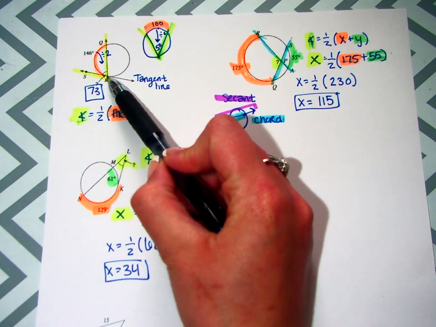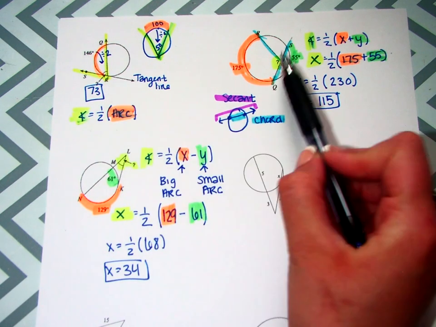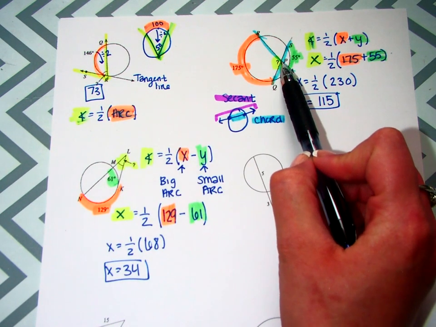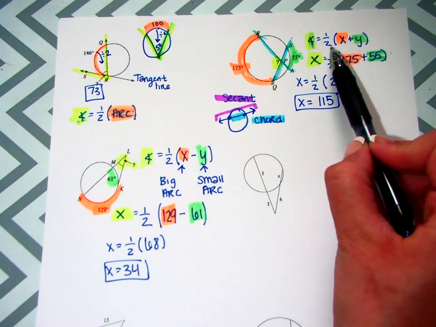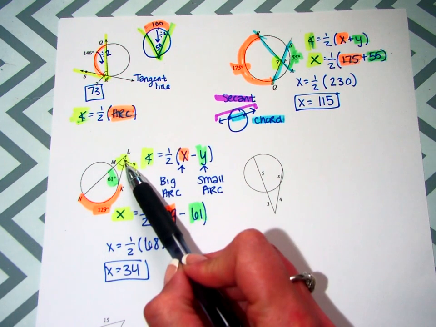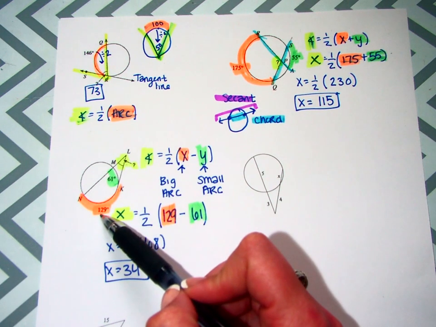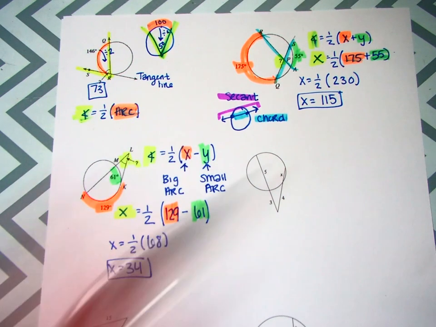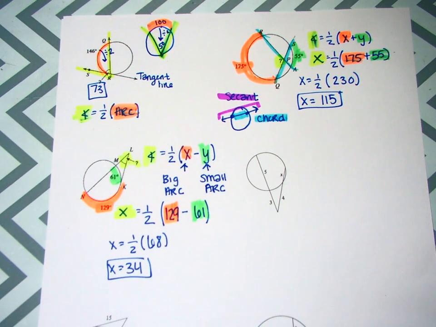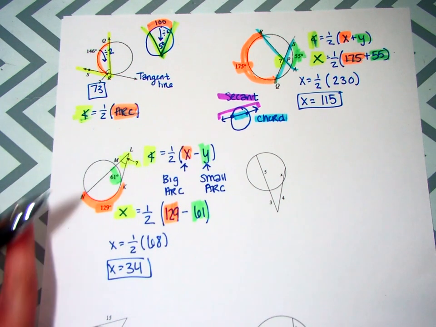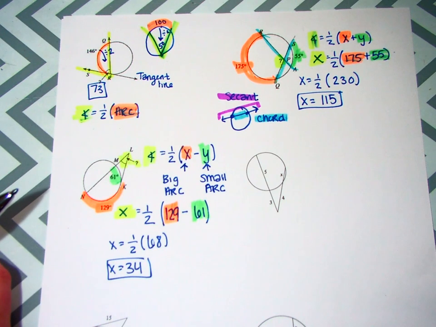Remember, angle on the circle, it's half the arc. Angle inside but not on the center, add the arcs, multiply by 1/2. Outside the circle, subtract the arcs and multiply by 1/2. Big arc minus small arc. In the other video, we'll go ahead and do the segments. So we'll finish this practice on the other worksheet. I think that way it'll just be a little bit easier for you.